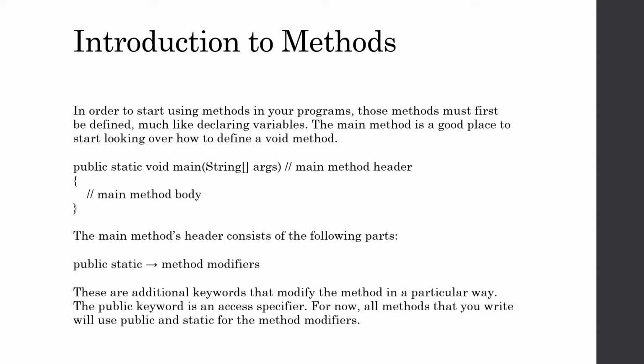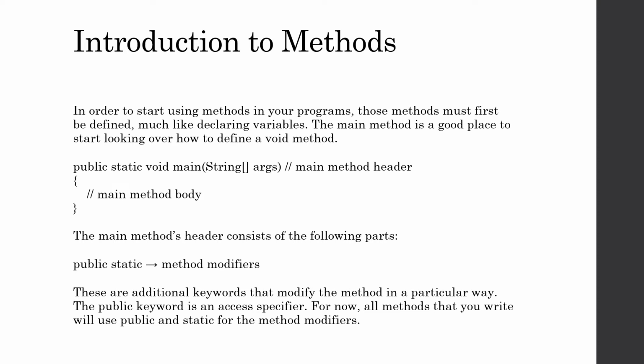So the main method is going to be a good place to start looking over how to actually define, let's say we start with a void method. So we've got our public static void main, and then that String args that we see inside of the parentheses. That whole piece right there, as we've mentioned before, is the main method header. And then we have that pair of curly braces, and all of the code that we've put inside of that makes up the main method body.